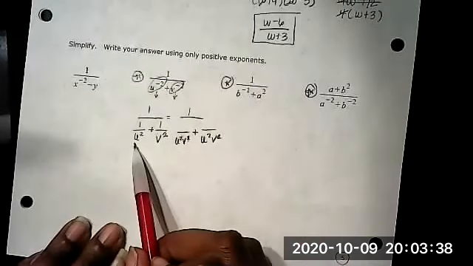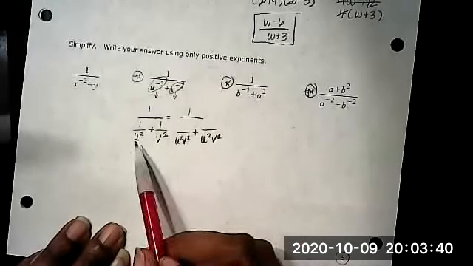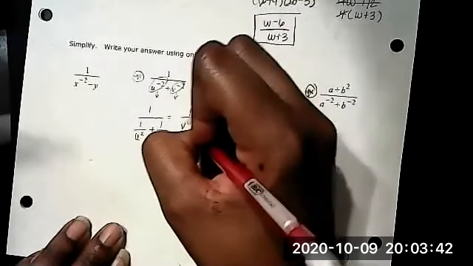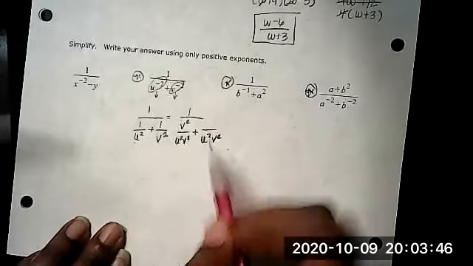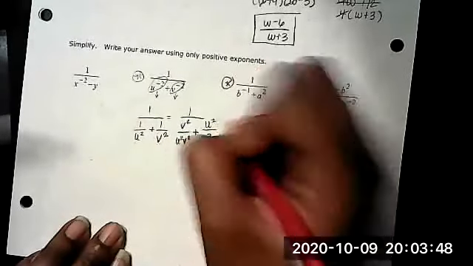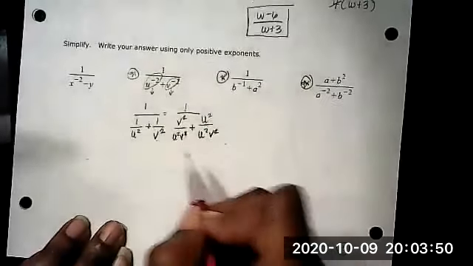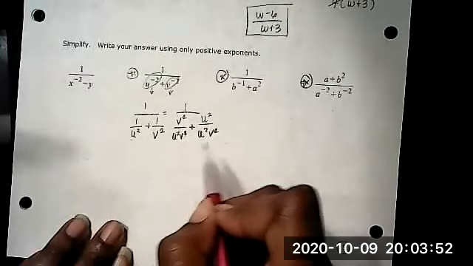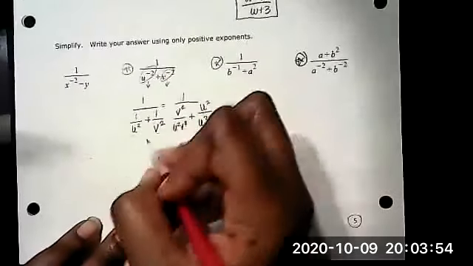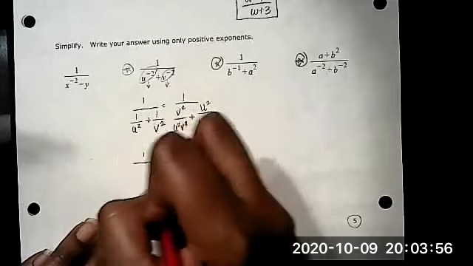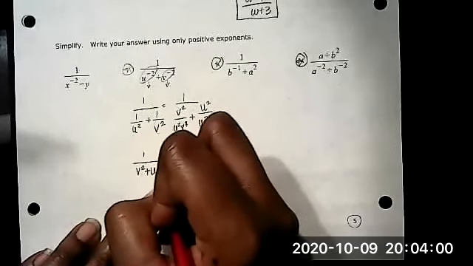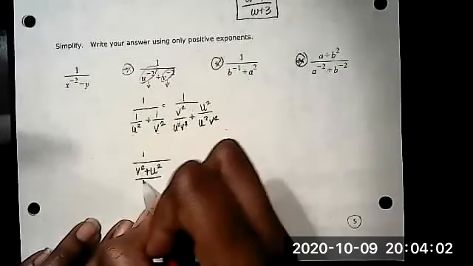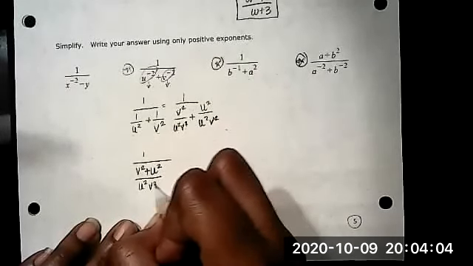What did I add here to get this? A b squared. So at the top, it has to have a b squared added. What did I add here to get here? A u squared. So I have to have a u squared up there. Now that these are common, I can put the tops together. So it's going to be 1 over b squared plus u squared over u squared b squared.